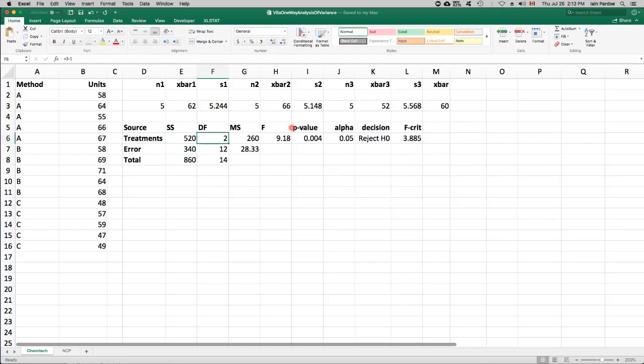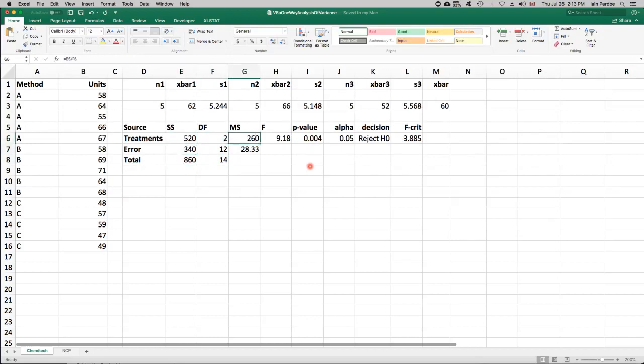In the degrees of freedom column, the treatment degrees of freedom is equal to the number of treatments minus 1. So 3 minus 1 in this case, or 2. And then it's easier actually to think about the total degrees of freedom first. The total degrees of freedom is just the total sample size, 15 minus 1. And then the error degrees of freedom is the difference between the total degrees of freedom and the treatment degrees of freedom. And I didn't mention the total sum of squares is the sum of the treatment sum of squares and the error sum of squares.